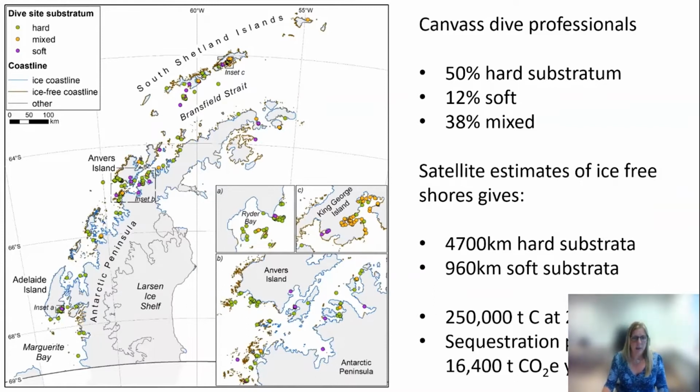So you can see on this map, which was kindly produced by our GIS team at the British Antarctic Survey, where we've highlighted hard, soft and mixed substrata along the peninsula. And then we used satellite-derived estimates of ice-free shores on the peninsula that give an estimate of 4,700 kilometers of hard substrata coastline and 960 kilometers of soft. Scaling up and including estimates of macroalgae from the work of Chuck Amsler's group, we estimated 250,000 tonnes of carbon at 20-metre depth along the ice-free coastlines of the peninsula.